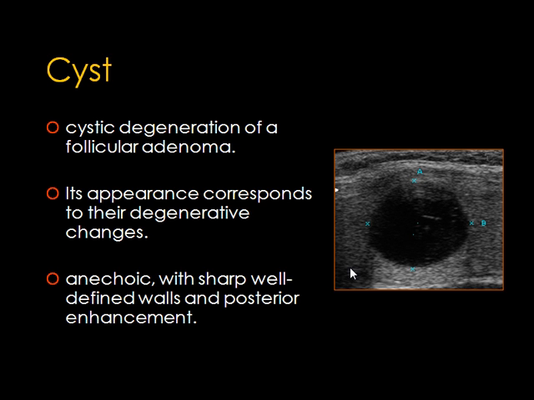Cyst in the thyroid gland is thought to be cystic degeneration of a follicular adenoma. Its appearance on ultrasound corresponds to their degenerative changes. As with all simple cysts, it must be anechoic with sharp, well-defined walls and posterior enhancement.